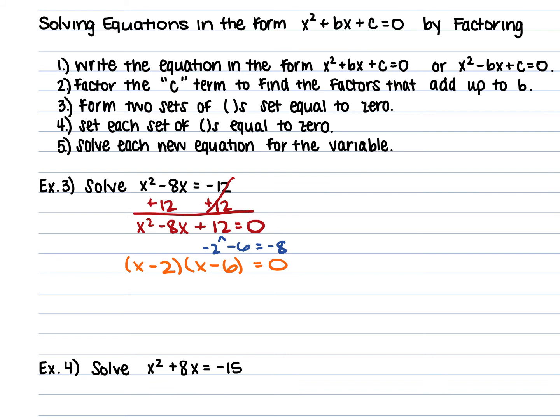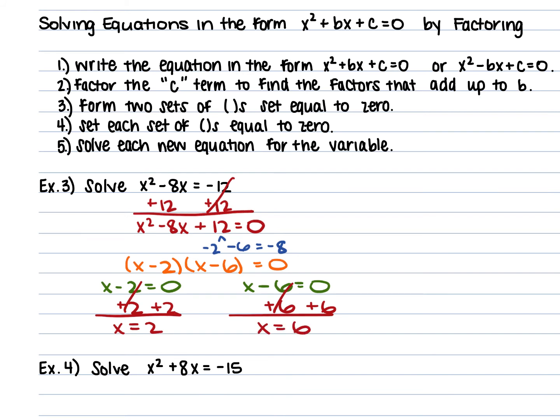From here, we got to set each set of parentheses equal to 0 and solve for the x value, or solve for your variable. So we're going to have x minus 2 is equal to 0, and x minus 6 is equal to 0. We're going to add 2 to both sides to get x is equal to 2. And we're going to add 6 to both sides to get that x is equal to 6 as well. So we have two solutions for this, 2 and 6.